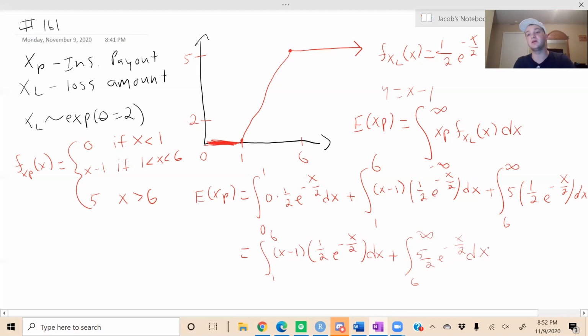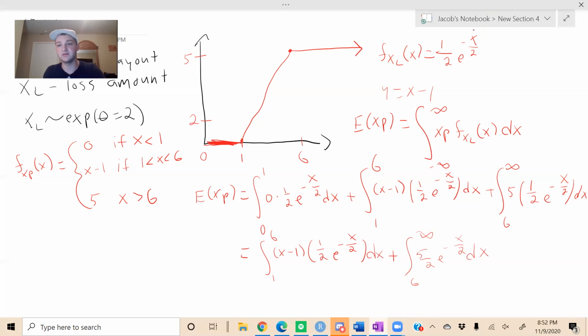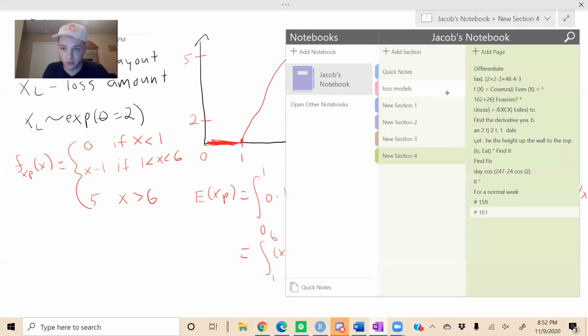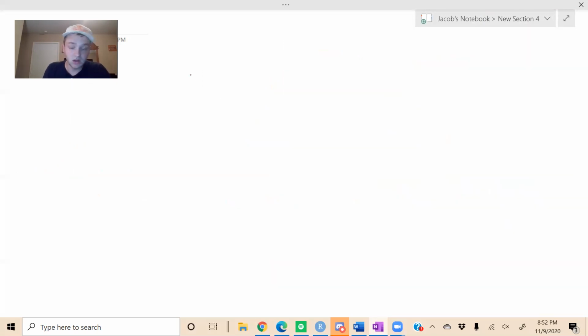So I'm running out of room, so let me add a page here, because I feel like you would have enough room to, you probably have already written everything down so far. Let's add a page.